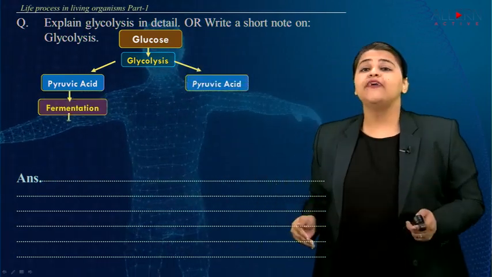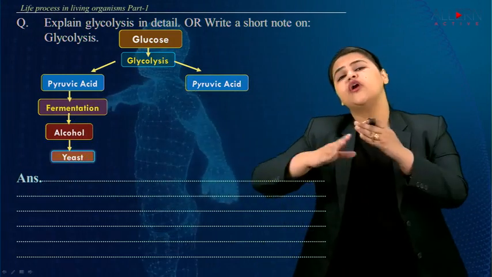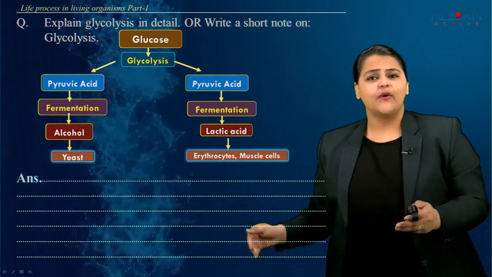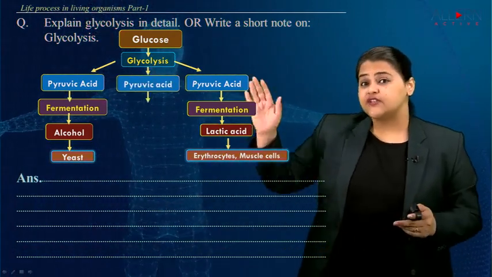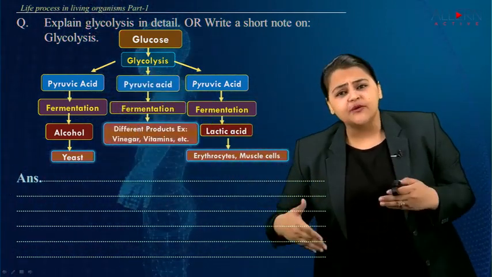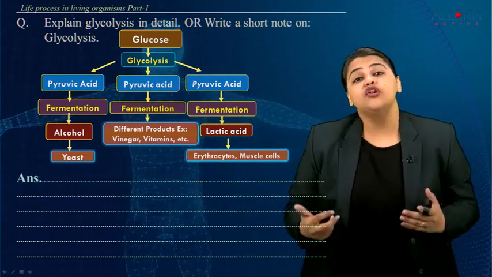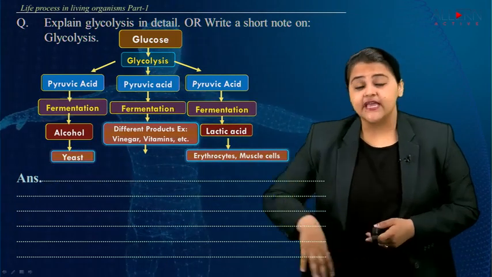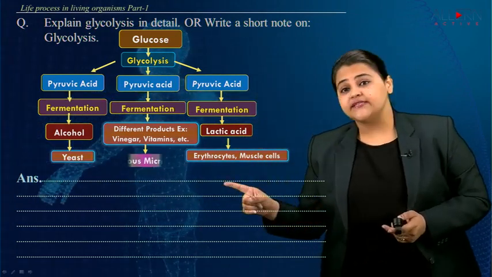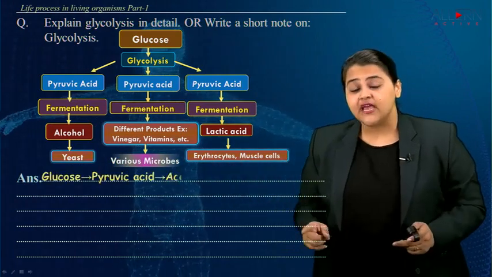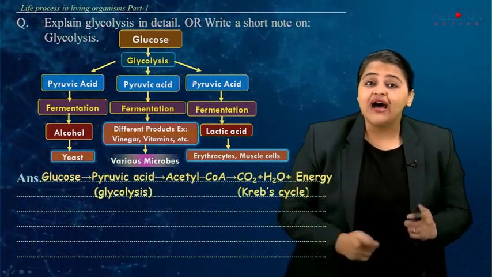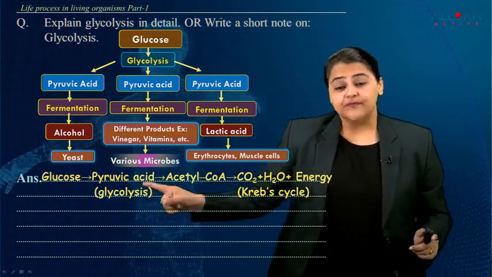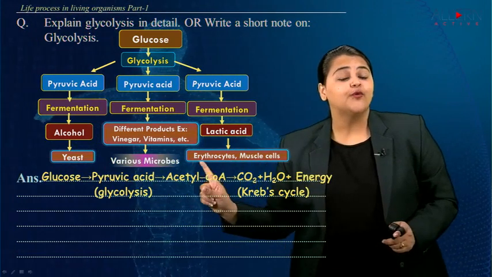Of course, from pyruvic acid it is going to undergo a lot of other processes, either aerobically or anaerobically. Now when we talk about all of these things, this pyruvic acid will undergo another process and again form a lot of ATP molecules. So this is what glycolysis is. Glycolysis is a pathway in which glucose undergoes conversion into two molecules of pyruvic acid.